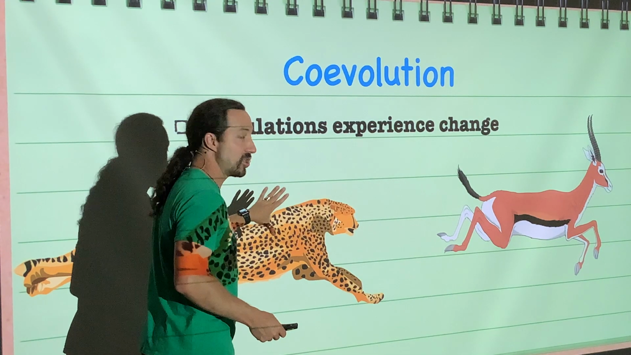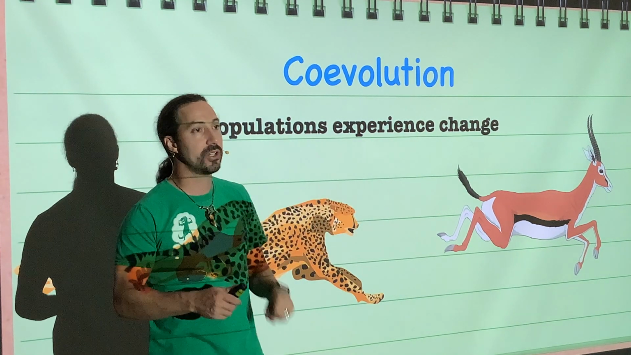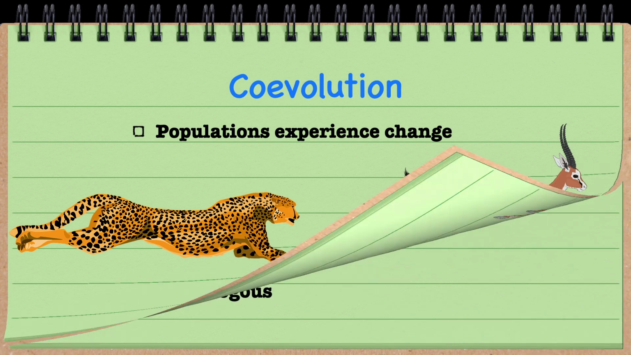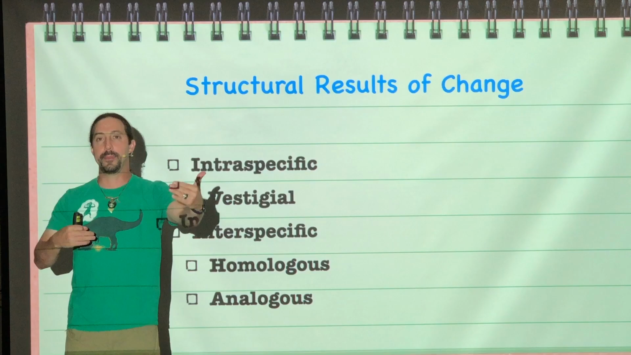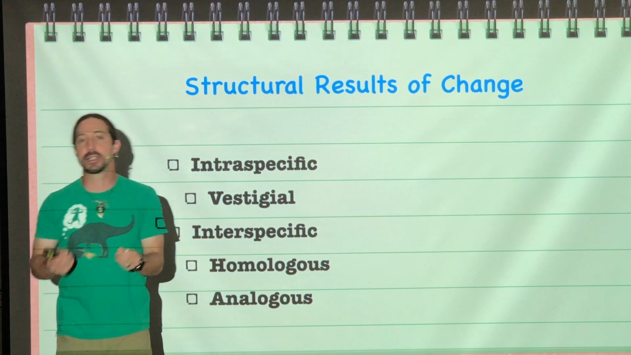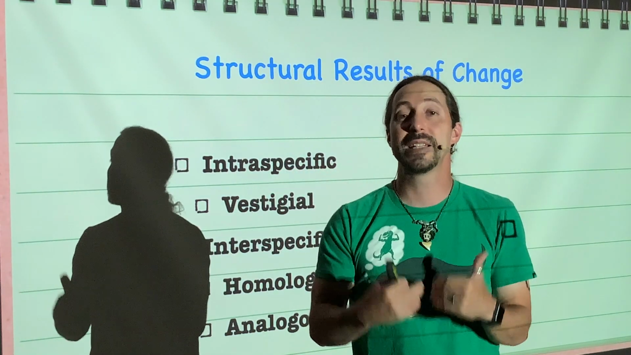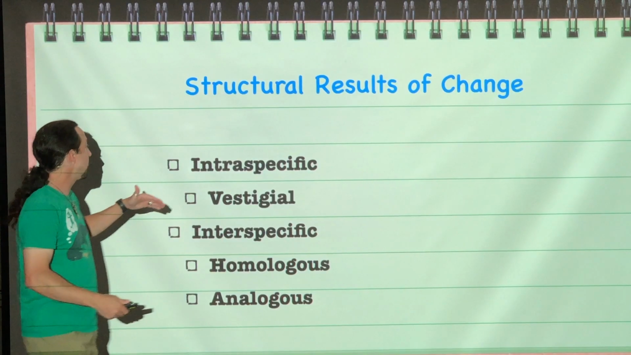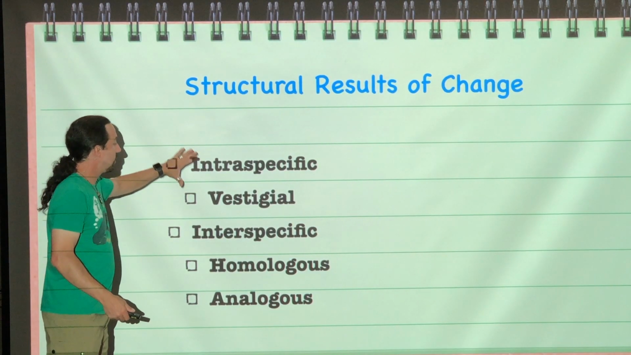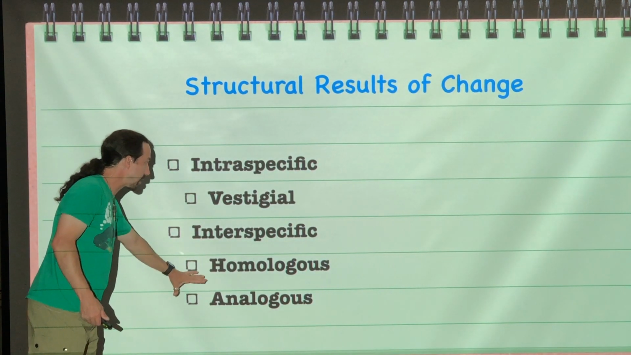How one population changes is going to impact how the other population changes. And through these different changes, we can see some evidence of this over time. We can see some evidence of these different changes in the structures that organisms still have today. Those are going to be seen as vestigial structures, homologous structures, and analogous structures.